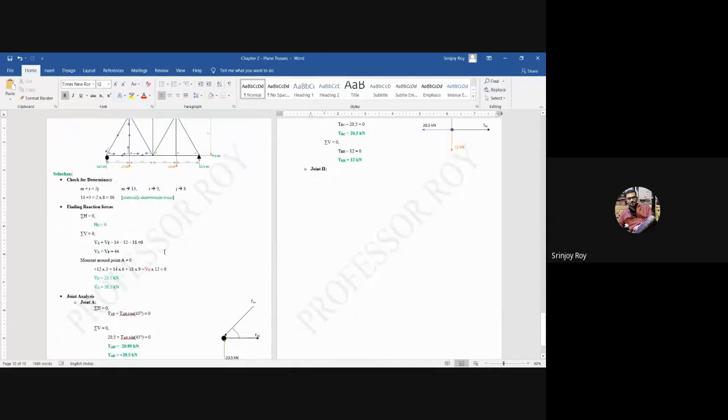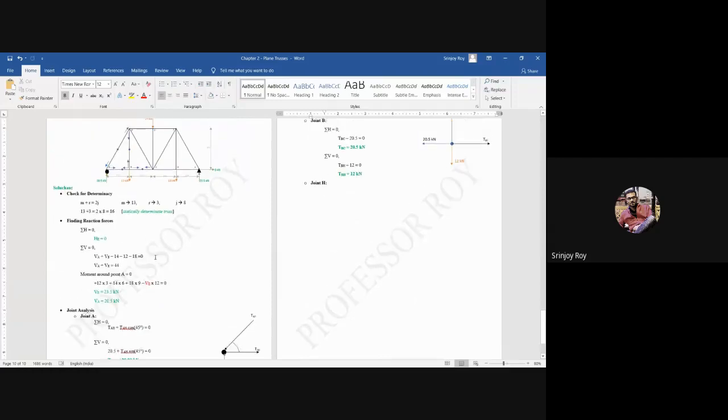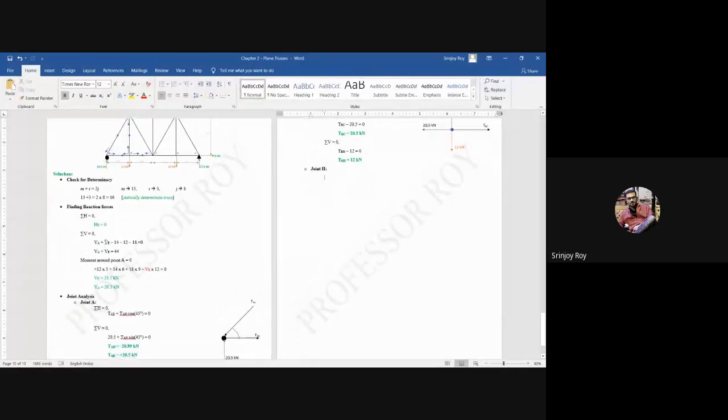Joint A has been analyzed. We have actually analyzed it to be this, that.